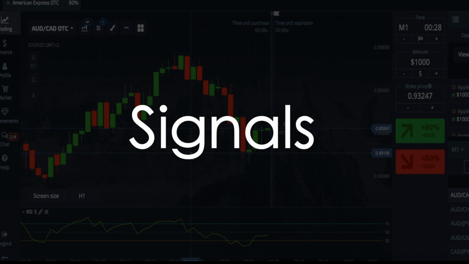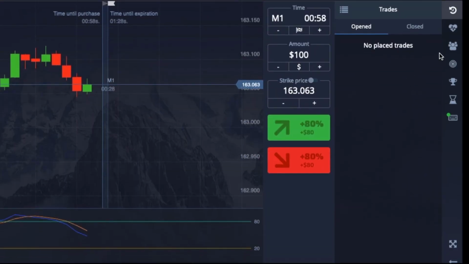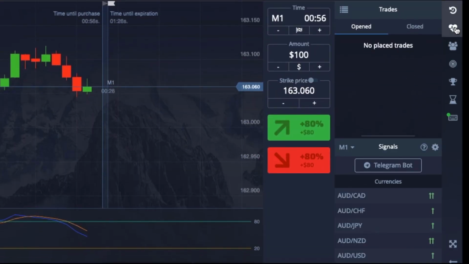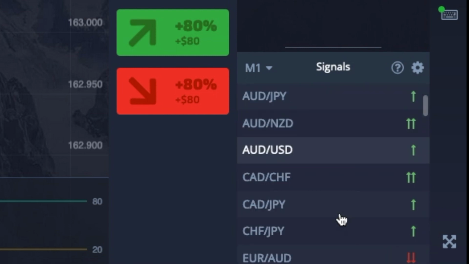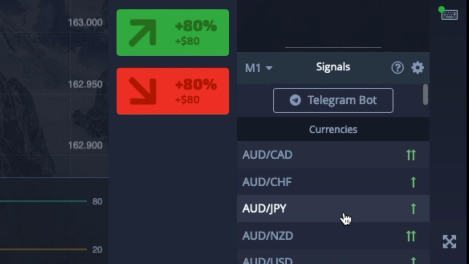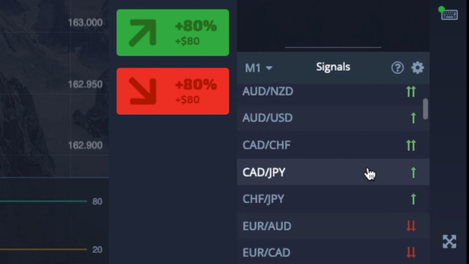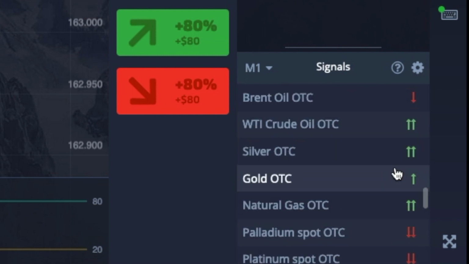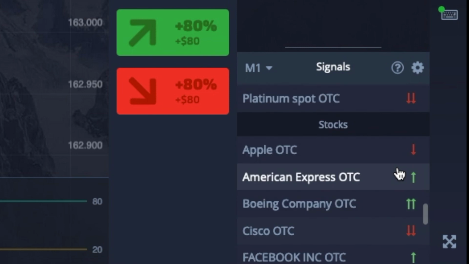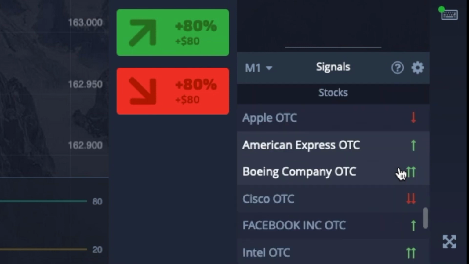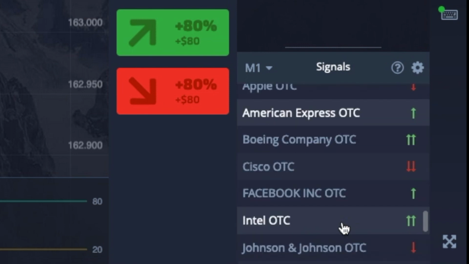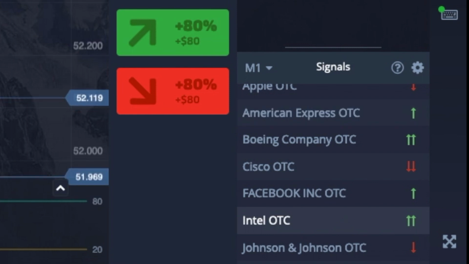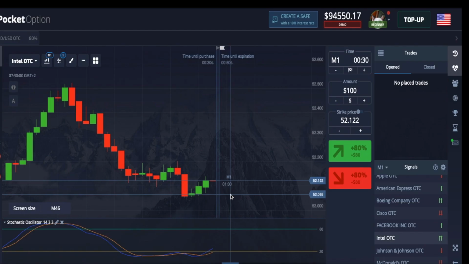Okay, let's talk a little bit about the Pocket Option signals. You can find them right here. As the window pops out, you can see that there are currencies, commodities, indices, and stocks that you can choose from. The way that you determine whether or not the signal is strong is that you're looking for two arrows, whether they are green or red, going up or down. Once you find those two arrows, pick the currency, stock, or commodity that you want to trade on.